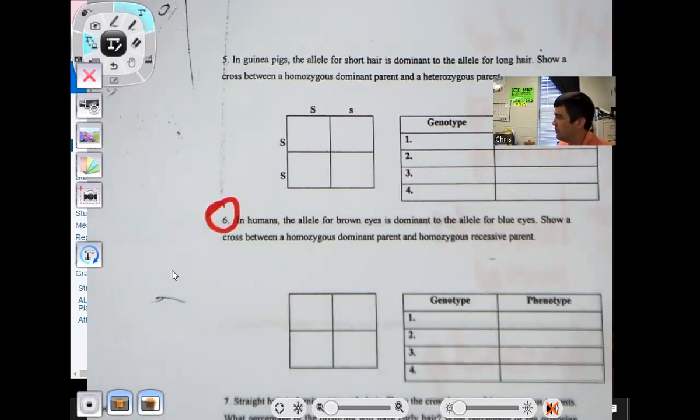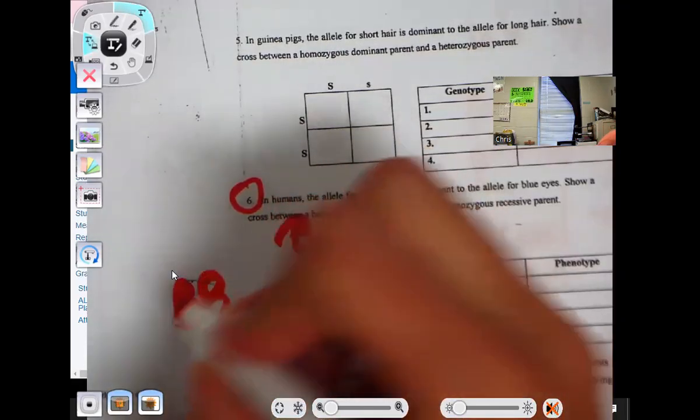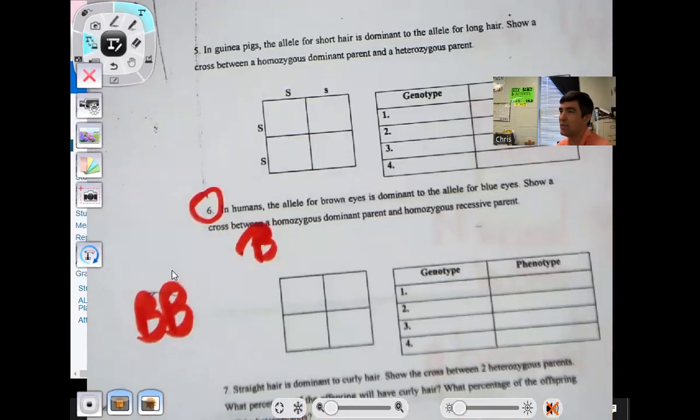Anthony. It's the dominant gene is brown eyes over blue eyes. So what would be homozygous dominant? Big B, big B, or big B, little B, or little B, little B? If it's homozygous, that means they are the same. So it's going to be big B, big B. So I'm going to put her over here. Big B, big B. And it says the homozygous recessive. So what is that going to be? Little B, little B. So, times.